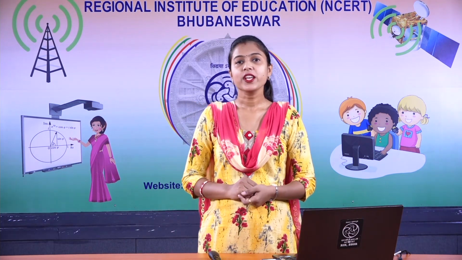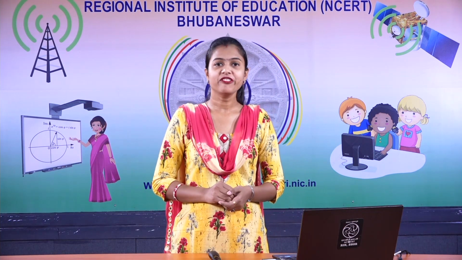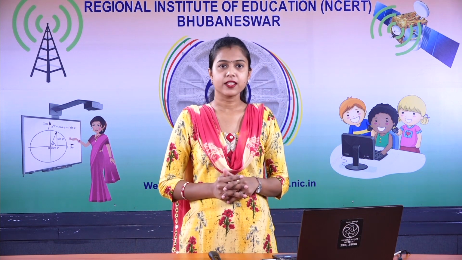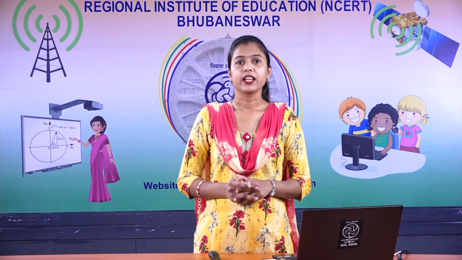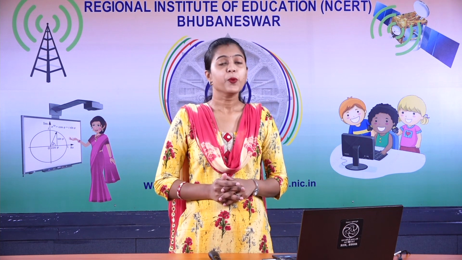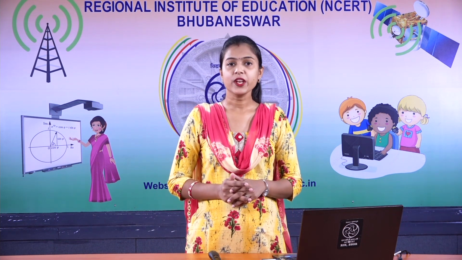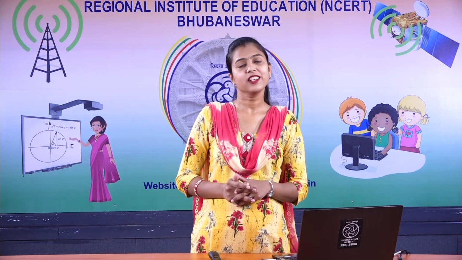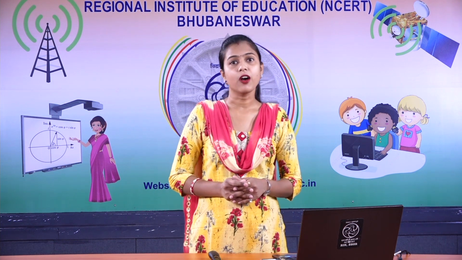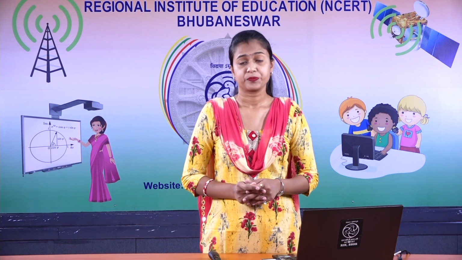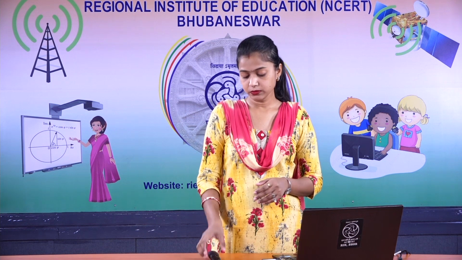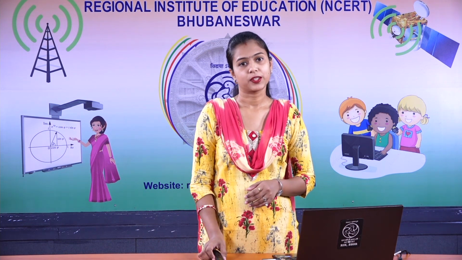Today we are going to complete Unit 5 of your English NCERT book. Unit 5 comprises a poem and a story. The poem name is The Lazy Frog and the story name is Rip Van Winkle. So first of all, we will look at the poem. Let's start with the poem The Lazy Frog.